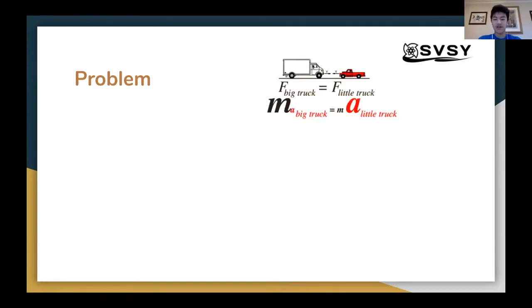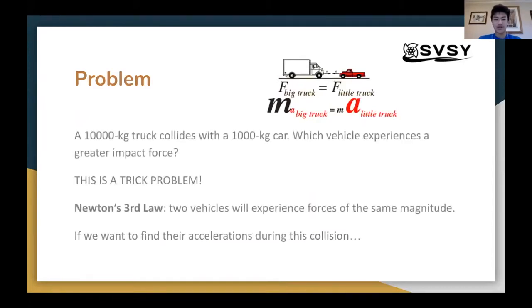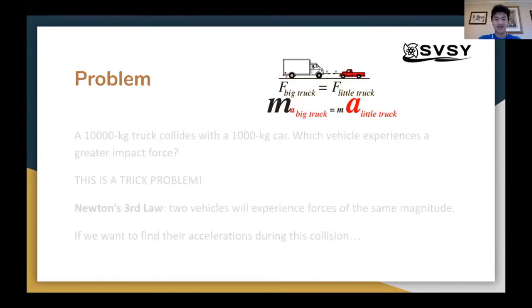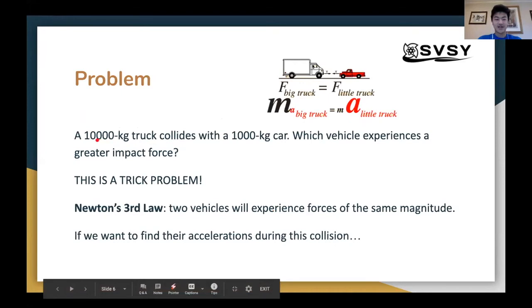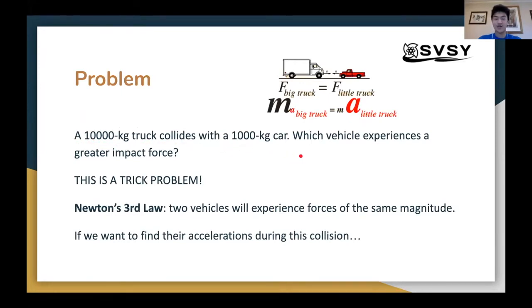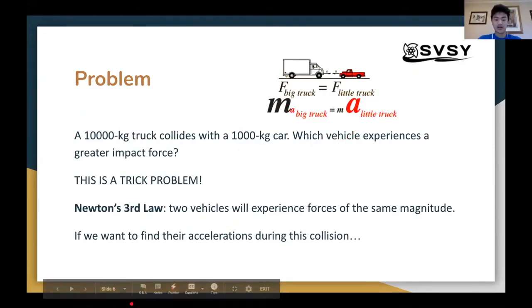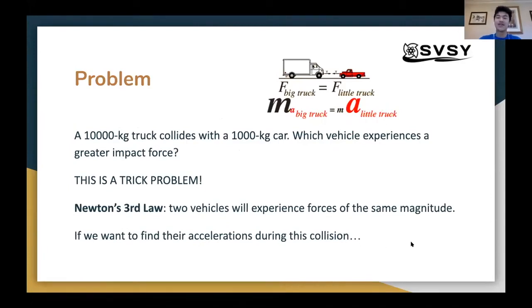Okay, so now returning to the problem that I first introduced you guys to. There was the heavy truck that collided with the little car, and I asked which vehicle experiences a greater impact force. Now, you might be inclined to think that the small car would experience a greater force because if you're in that small car, you'll probably fly further away or something.